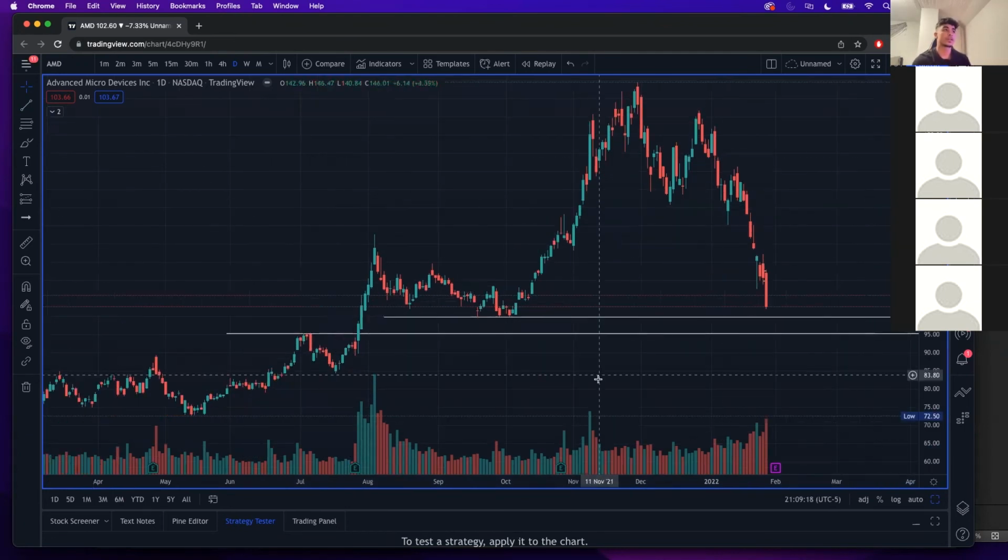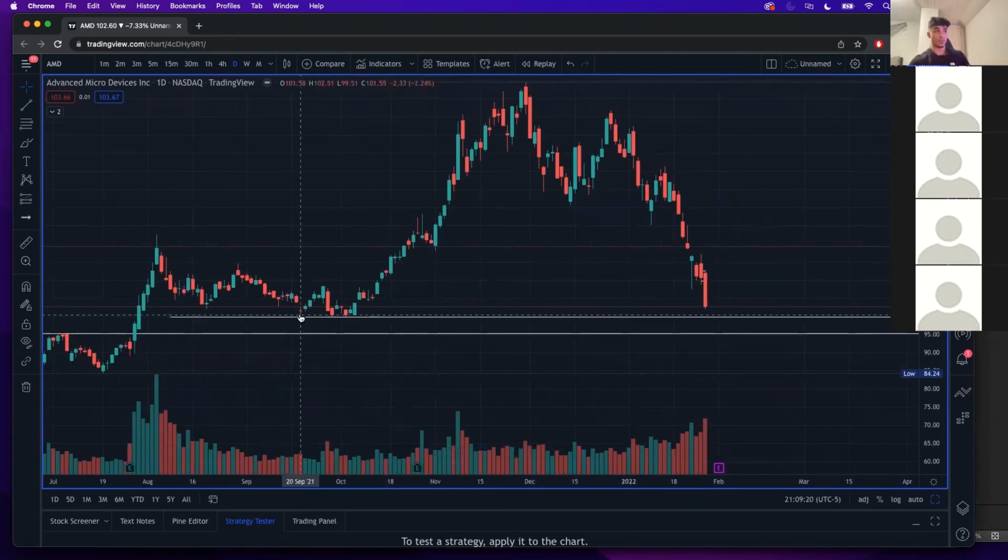This is literally how you could set this up: you have this support right here. If it breaks this support, you have another support right here. If it breaks that support, cut your position, if you have the right contract.